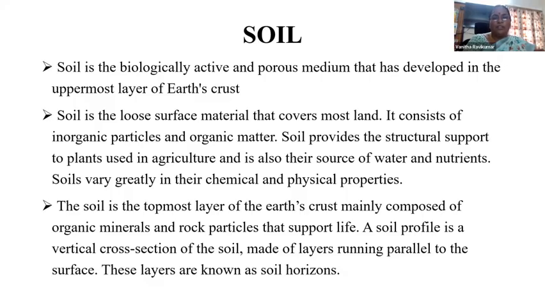Soil is the loose surface material that covers most of the land. In soil, inorganic particles and organic matter are present. The soil gives structure and texture, and provides structure that helps the plants to grow. It is helpful for agricultural crops and horticultural crops. The soil has many different types of chemical and physical properties.